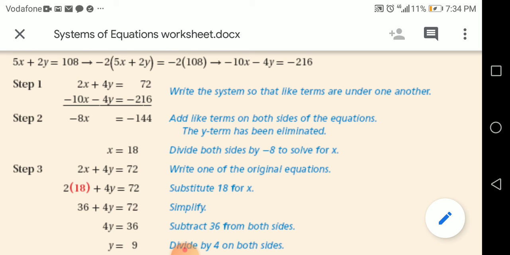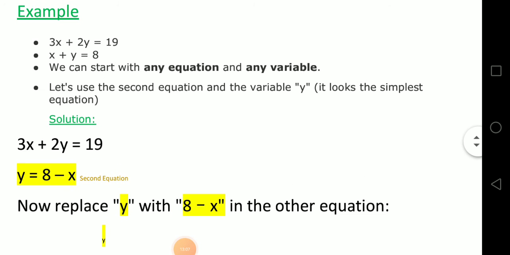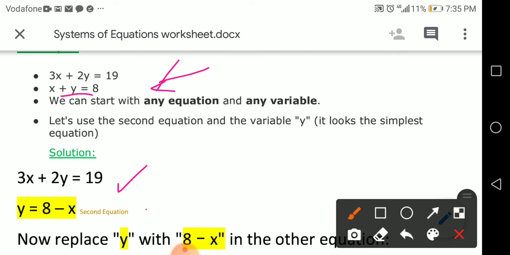So is it easy with you now? I think so. Okay, guys, for this example: 3x plus 2y equals 19, and another equation, x plus y equals 8. We can start with any equation and any variable, but it's better to use the easier one. So I write 3x plus 2y equals 19, and then write the second equation, y equals 8 minus x.